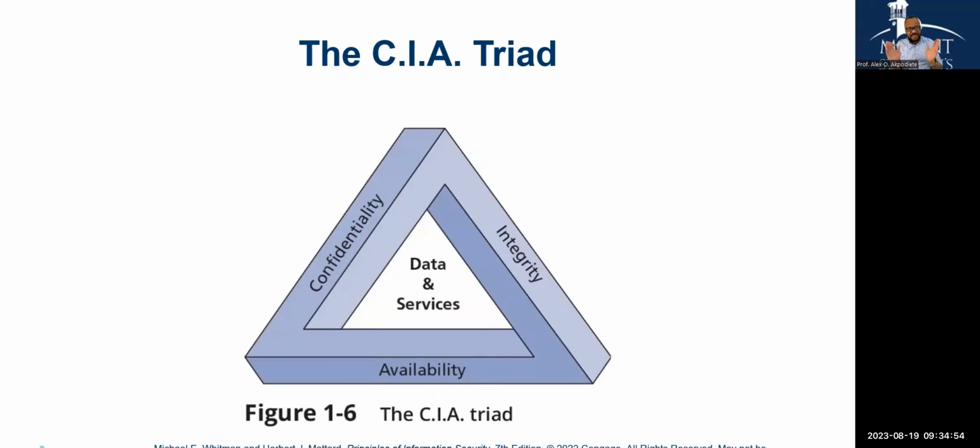And then here's our CIA triad. I always tell people, if you don't like the three-letter agency, you can switch it around. Call it the AIC triad or the IAC triad. But anyway, in the middle is data and services, right?